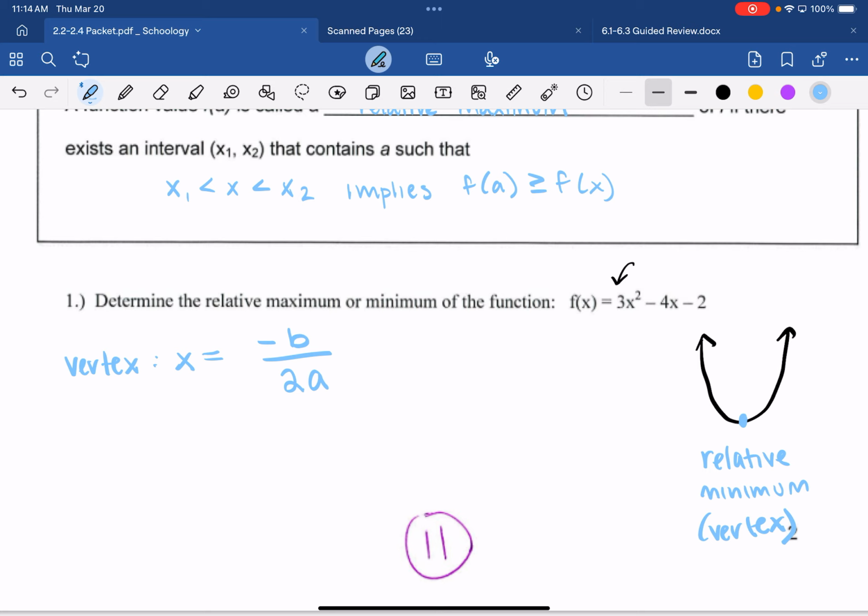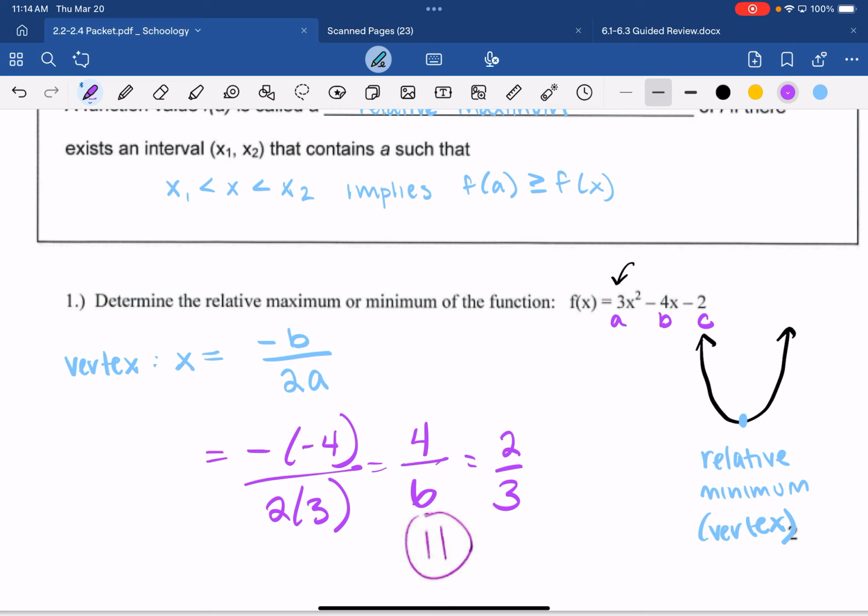Okay, so remember our points are a, b, and c. So when I plug this in, I've got negative 4 over 2 times 3. I'm just plugging in my values from my quadratic. So I have positive 4 over 6, which simplifies to 2/3, okay? Now that's just the x, right?